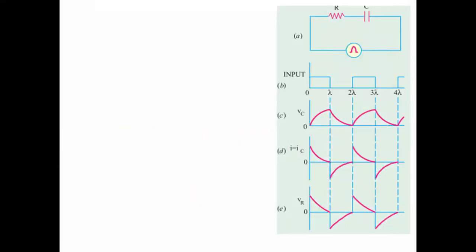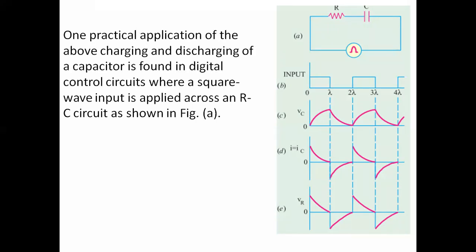Next are the practical applications of this charging and discharging of a capacitor. These are found in digital control circuits, where a square wave input is applied across an RC circuit. Here R and C are connected, and the input is a square wave input, not a constant voltage. Previously we saw a constant voltage of V. In this case the input voltage is a square wave signal. We can call it a pulse signal or square wave signal.